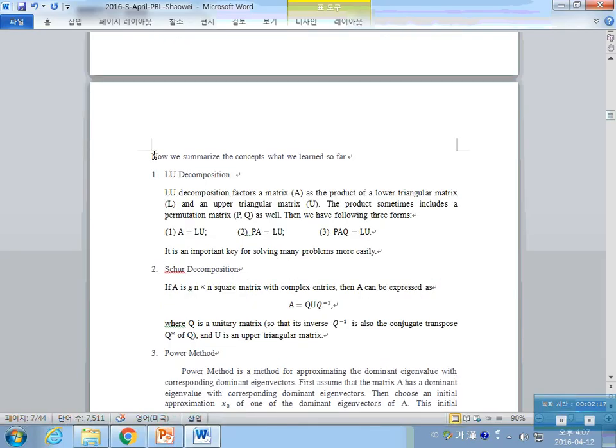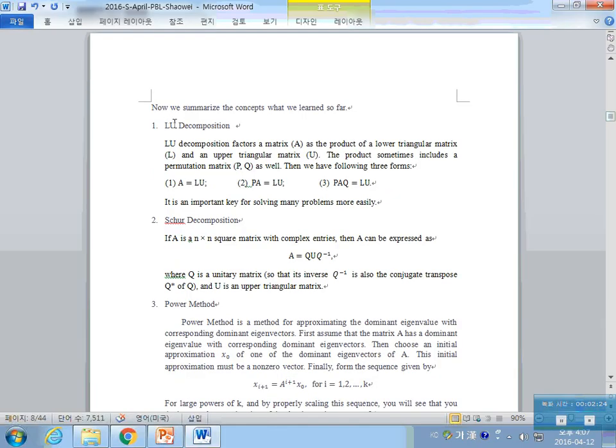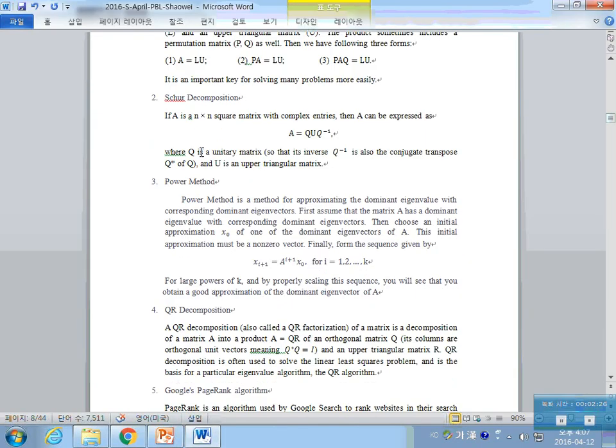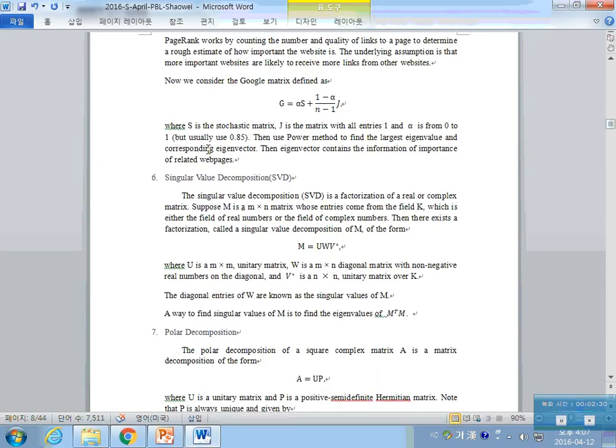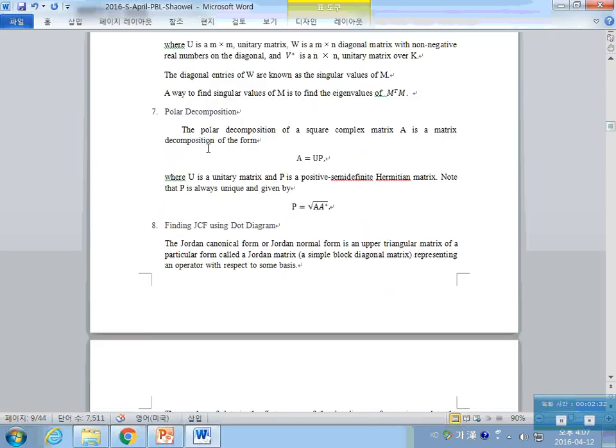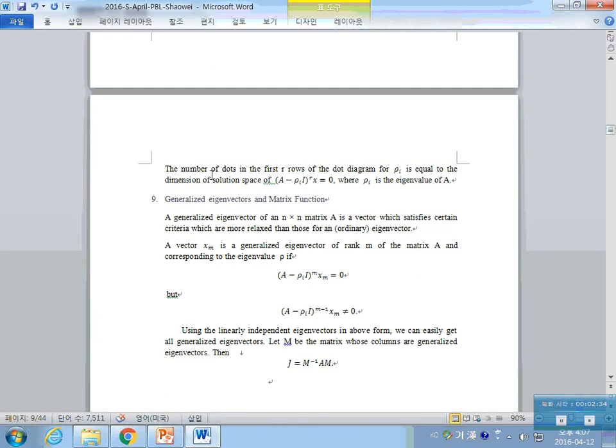And here is what we have learned so far. Because there are many concepts, I will just choose one and explain. Maybe I am more familiar with eigenvectors and eigenvalues, so I will talk about generalized eigenvectors and how to find them.